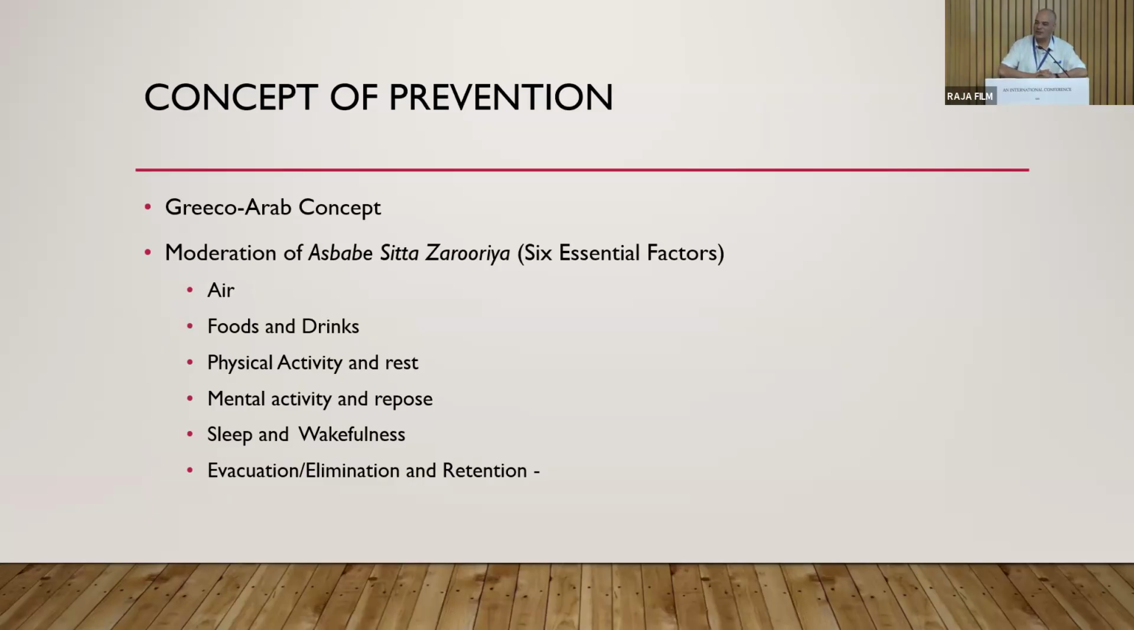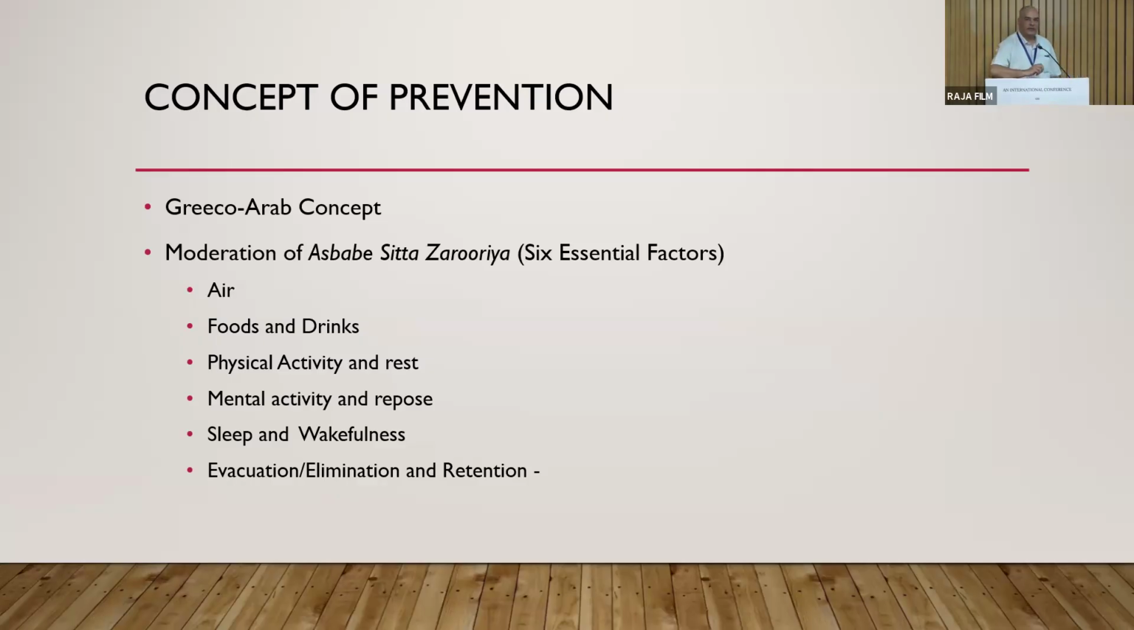So this is the concept of prevention prevalent in this system of medicine, in the books found during the Mughal period. Now, in Unani medicine, basically the prevention is based on the moderation of asbab-e-sitta zaruriya, which are called the 6 essential factors. These are the 6 essential factors which are advised to be kept in moderation: the air, that is the ambient air, then foods and drinks we eat and drink, physical activity and rest, mental activity and repose, sleep and wakefulness, evacuation, elimination, and retention.